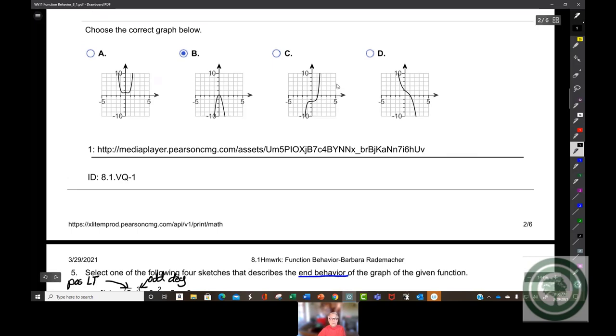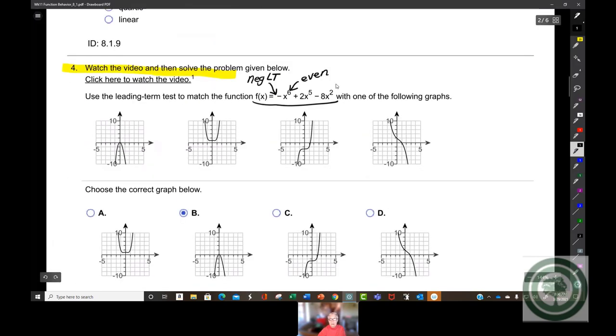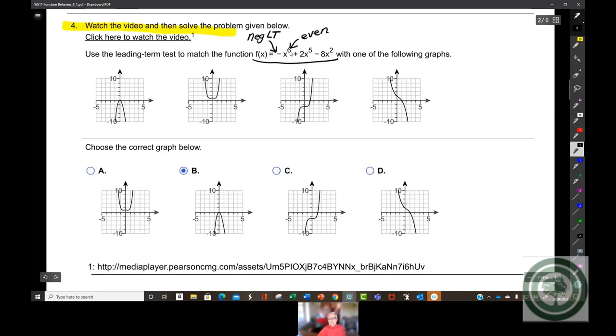Do all quartic, oh my gosh, this doesn't have a special name. This is just a sixth degree polynomial.